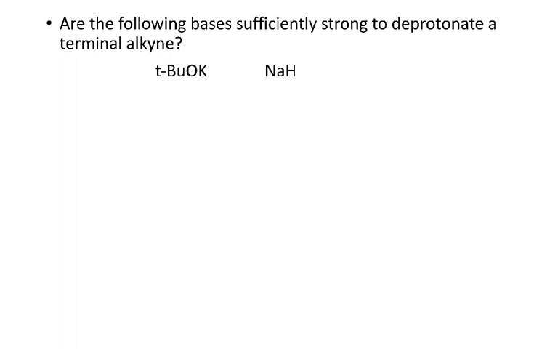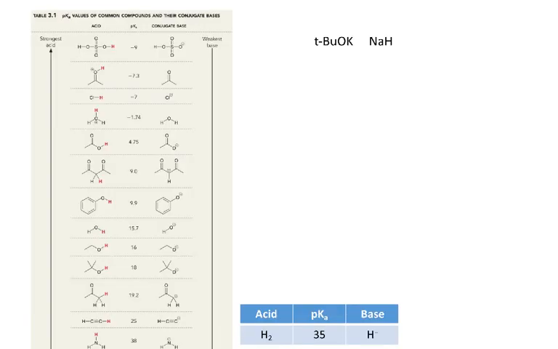Okay, so let's look at a couple examples. We're given two strong bases that we've previously used, and we want to know if they're sufficiently strong to deprotonate a terminal alkyne. To answer this question, we need to determine if the pKa of the conjugate acids of these bases is bigger than 25. The pKa of the alkynes is about 25, and so if the pKa of the conjugate acids of these bases is bigger than 25, then these bases are going to be strong enough to deprotonate that alkyne.